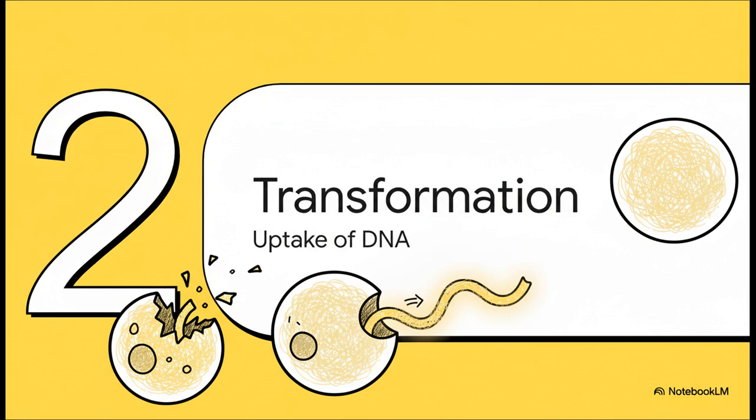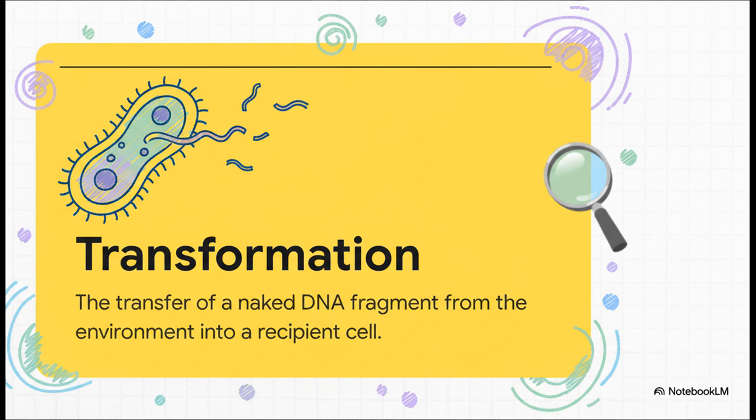So, the formal definition is that transformation is the genetic alteration of a cell from the direct uptake of foreign or exogenous DNA. The absolute key here is that this DNA is naked. It's not packaged inside another cell or a virus. It's just a raw piece of genetic code out there in the environment, waiting for a recipient. And what's really amazing is that this was the very first mechanism of bacterial gene exchange ever discovered.